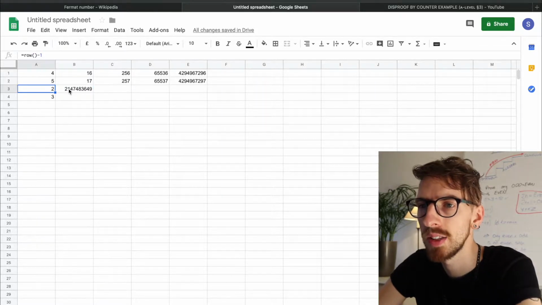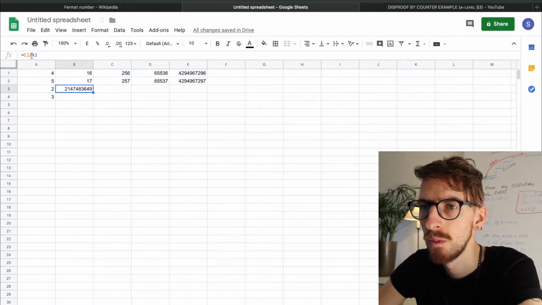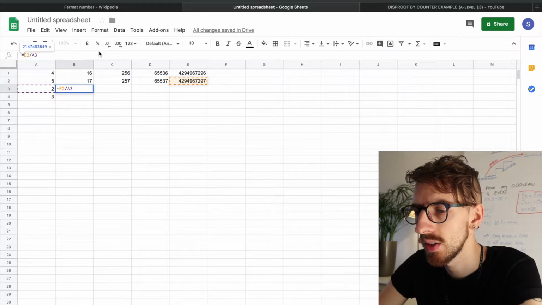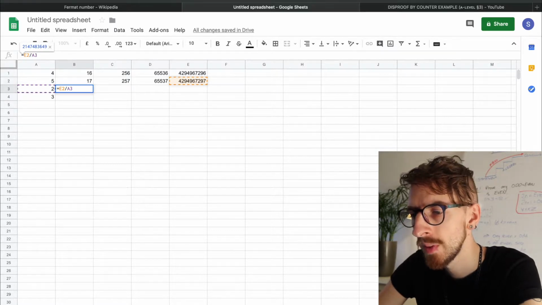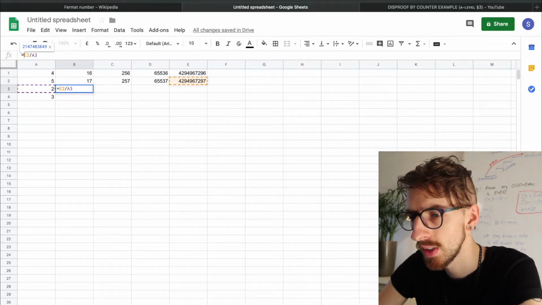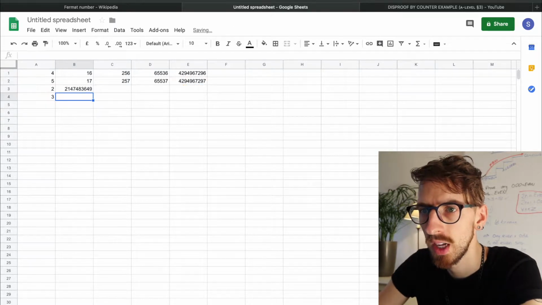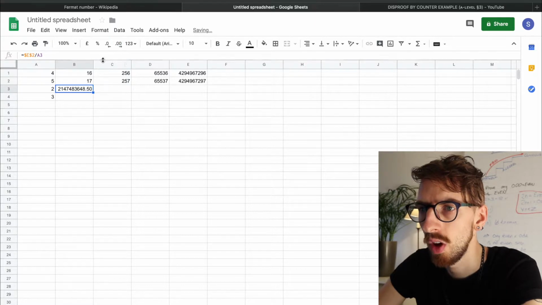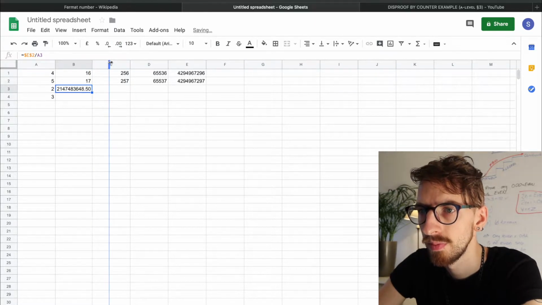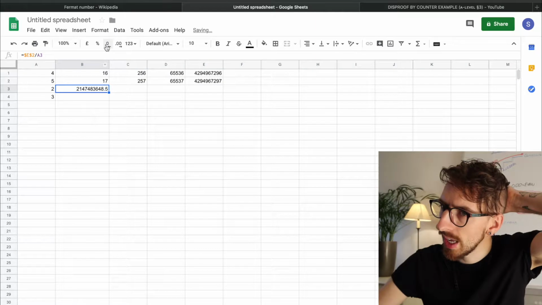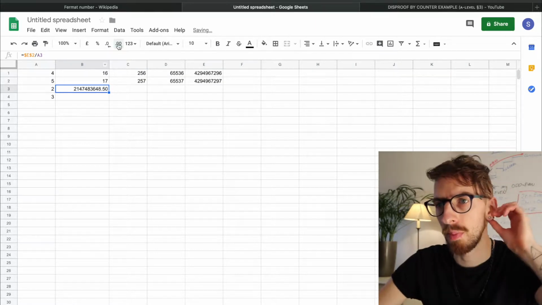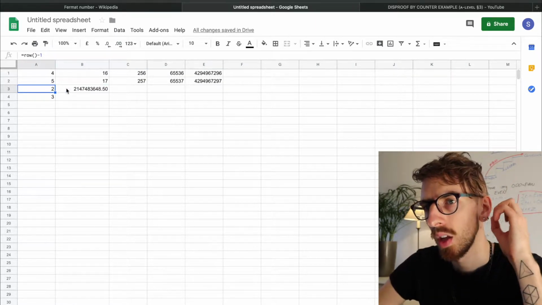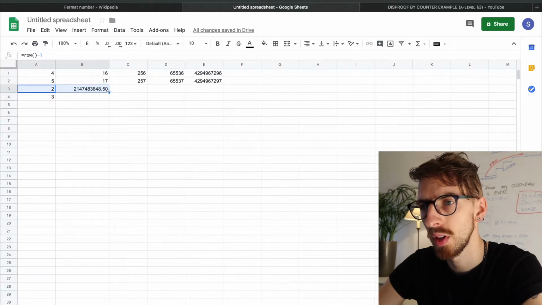Right, so we've divided by this number. It looks like it's an integer, but I don't think it's going to be. So we're going to lock this in using absolute cell referencing, using dollar signs. Now I don't think this is an integer, yeah, it's not. It was just rounded up. So we're going to pop this out a little bit.